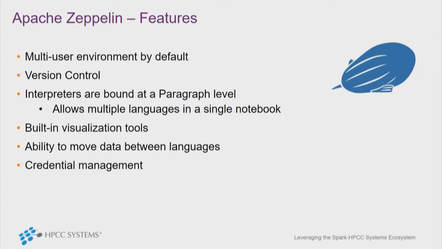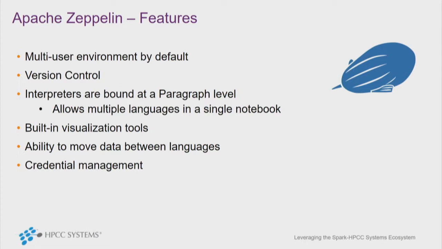All right, so again, multi-user environment by default. It's a significant improvement over Jupyter Notebook. Again, it has version control built into all the notebooks. Interpreters are bound at a paragraph level. This is really fascinating. In, let's say, Jupyter Notebook, if you create a notebook, it's going to be for, let's say, Python, and you can only write Python code in there. But in Zeppelin, you can write Python code, Scala, R. You can use different libraries from all those different languages, and then you can move data between them. This is really powerful, and I'll show you that during the demo.